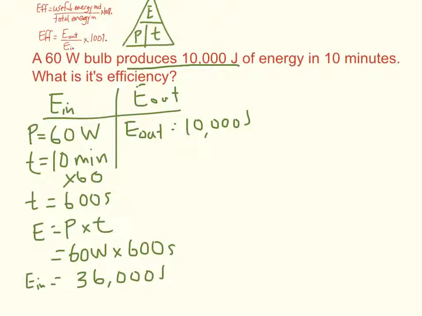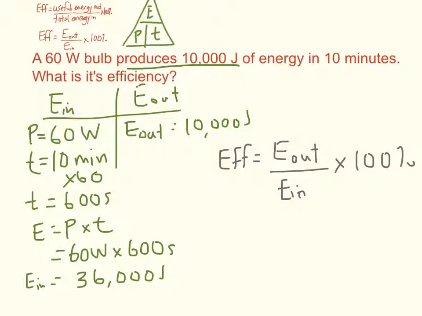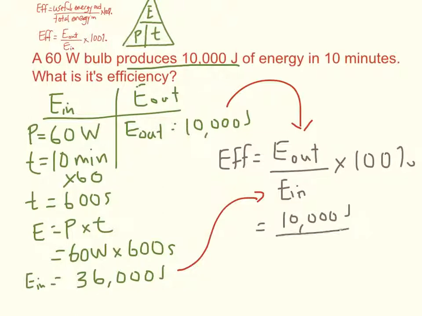I'm going to do that in a different color here. So again, as always, we always need to use our formulas. We always need to write our formulas down. So efficiency equals E out divided by E in times 100%. This is our E out value. That's going to go there. And this guy is going to go there. So our efficiency is 10,000 joules divided by 36,000 joules times 100%. So when we complete that calculation, we will see that the efficiency is 28%.